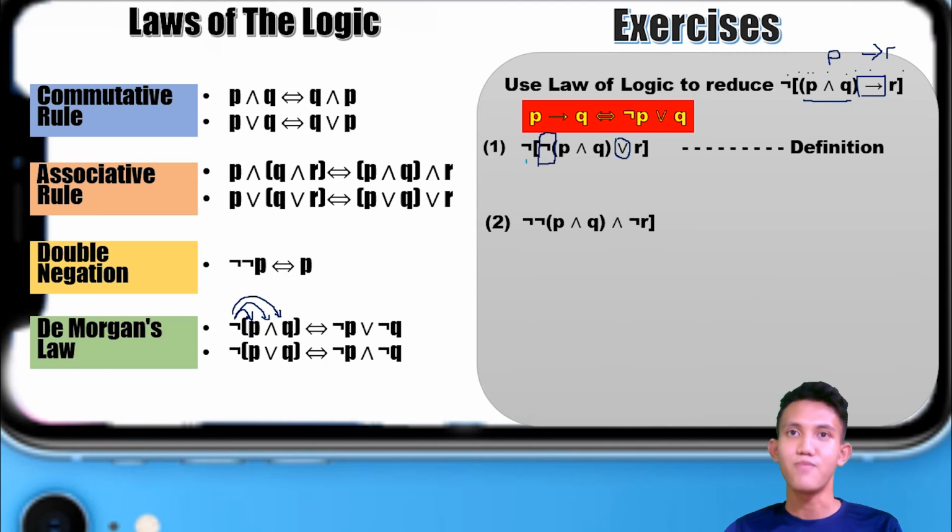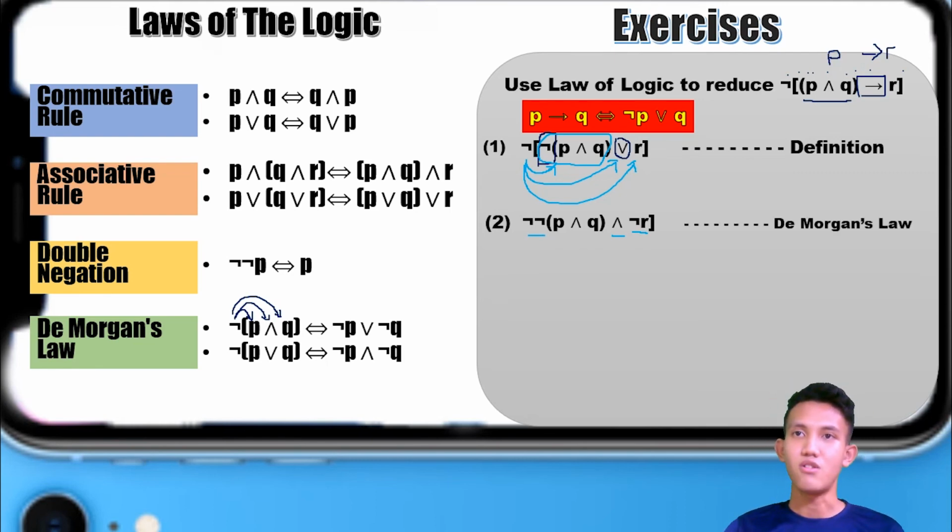Okay, now we apply De Morgan's law, which is we distribute the negation into what is inside the column. We distribute it to the R premises. So we get two negate symbols, and we change the disjunction symbol into a conjunction symbol, and we put negate in front of the R premise. So this is De Morgan's law.